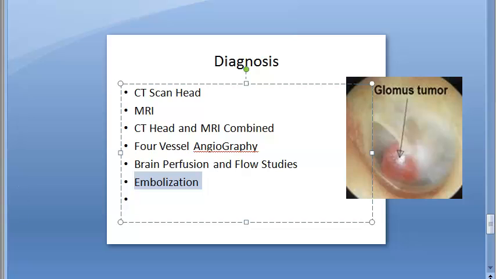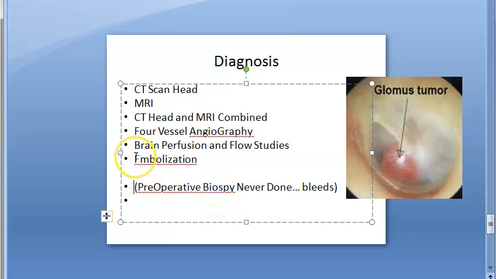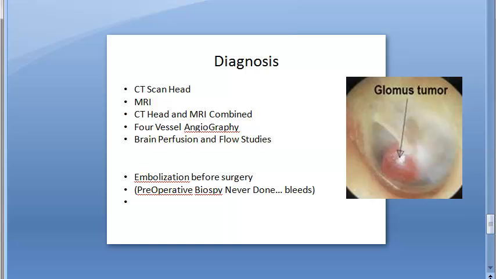Is that diagnosis? Okay. Lastly, they have written here biopsy. Will you actually do a biopsy? Because it is very bleeding, it's vascular, right? This is never done. Preoperative biopsy is never done because it bleeds. So these two we will just put them down. Embolization where you do before surgery, right? To control the blood loss. Preoperative biopsy never done. Okay.